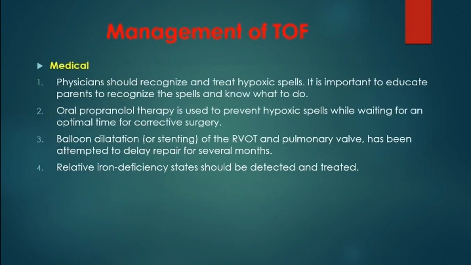Medical management of patients with Fallot tetralogy includes the following. The physician must identify and treat the hypoxic spell, and the parents should also know how to deal with spells when they occur at home. Oral propranolol is given to prevent hypoxic spells until the proper timing of surgery has come. Some centers do balloon dilatation or stenting of the right ventricular outflow tract. This improves the pulmonary flow until the patient is ready for surgical repair. Relative iron deficiency should be identified and treated.